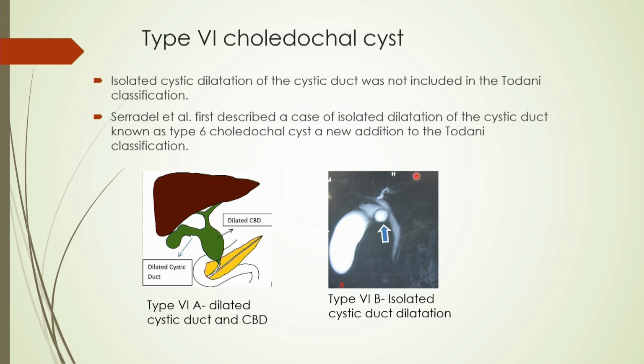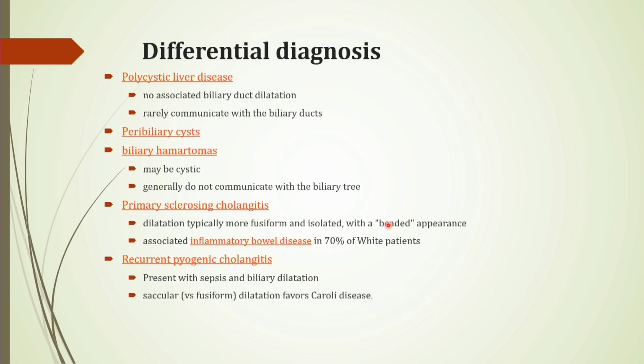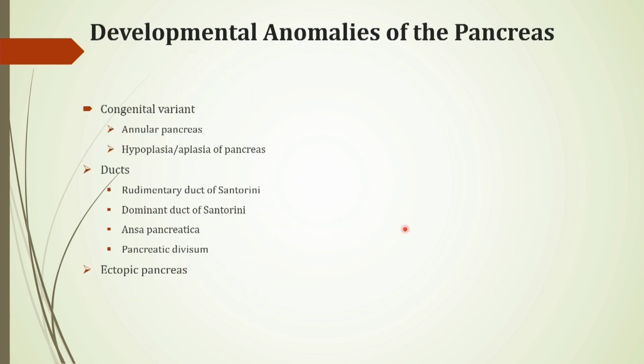Type 6 choledochal cyst is an isolated cystic dilatation of the cystic duct. It was not included in Todani's classification. Serradell first described it with a case of isolated cystic dilatation of the cystic duct. It is further divided into 2 types. In type 6A, there is dilatation of the CBD and the cystic duct, and in type 6B, there is cystic dilatation of only the cystic duct. Differential diagnosis includes polycystic liver disease, peribiliary cysts, biliary hematomas, primary sclerosing cholangitis, and recurrent pyogenic cholangitis.